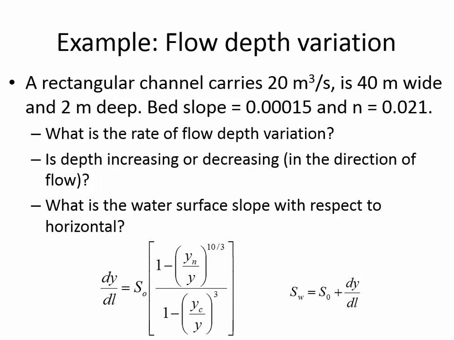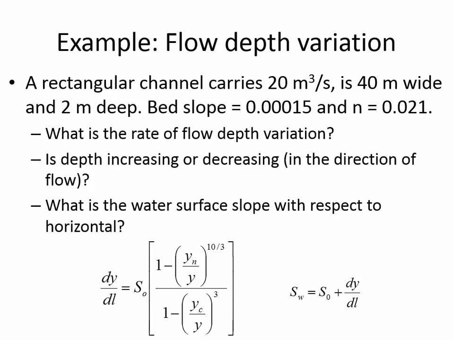Okay, lastly, here's a phrase that I took directly from the homework. What is the water surface slope with respect to horizontal? Okay, so the water surface slope with respect to horizontal. What that tells us we need to do is compare dy dl. Here we've got dy dl is 1.39 times 10 to the minus fourth. And now this is where we have to say the slope of the channel is actually downhill. So negative 1.5 times 10 to the minus fourth.